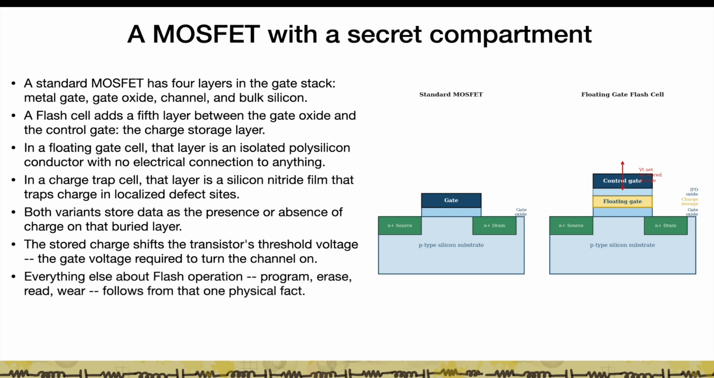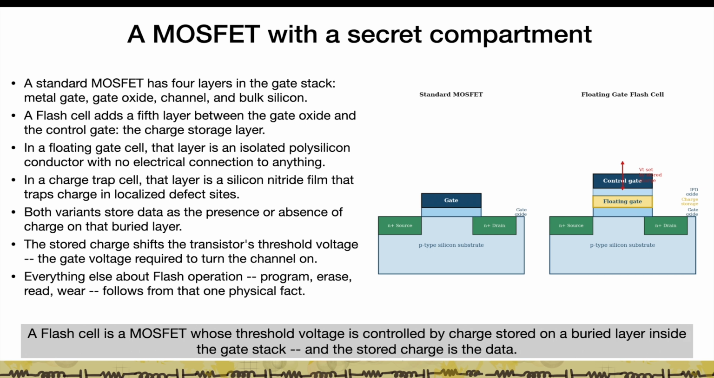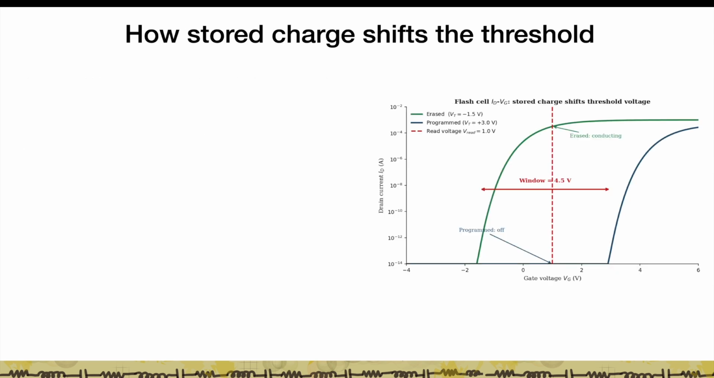The arrow and the annotation show what the stored charge does to the transistor. It shifts the threshold voltage. That threshold voltage shift is the electrical signature of a programmed versus erased state. Everything else about Flash, the program operation, the erase operation, the read operation, the degradation mechanisms, follows from that one physical fact. Now, the threshold voltage of a transistor is the gate voltage at which the channel starts conducting.